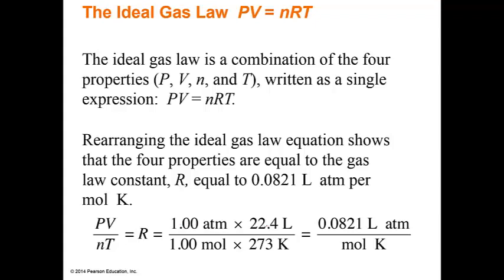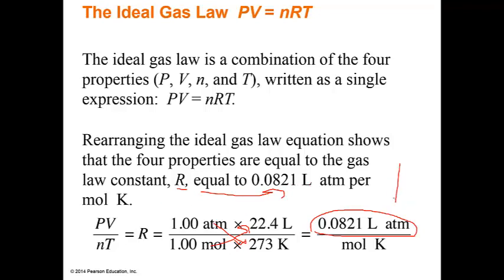So 1 atmosphere times 22.4 liters. Remember, we know these are constants, okay? Because 1 mole is equal to that, and 1 atmosphere is equal to that. That is going to give us our liters atmosphere per mole Kelvin, okay? And that constant is 0.0821, okay? 0.0821. So R here is always going to be equal to 0.0821 liters atmosphere per mole Kelvin, all right?